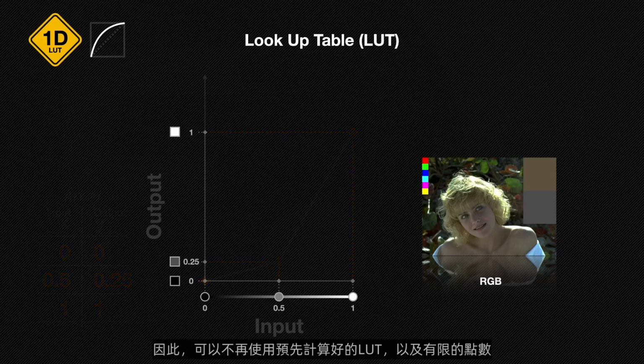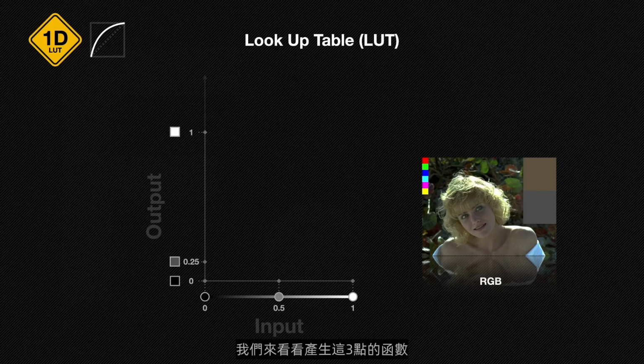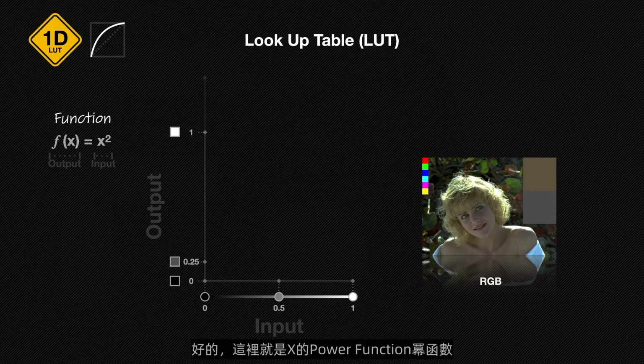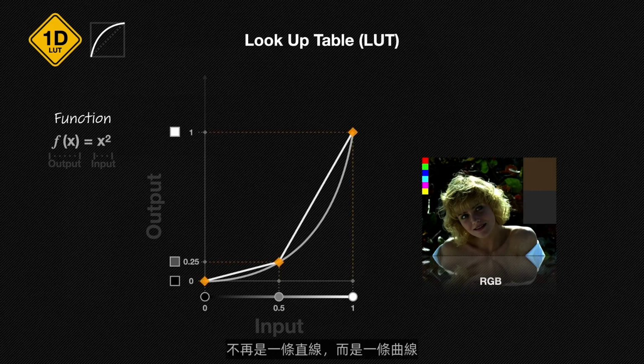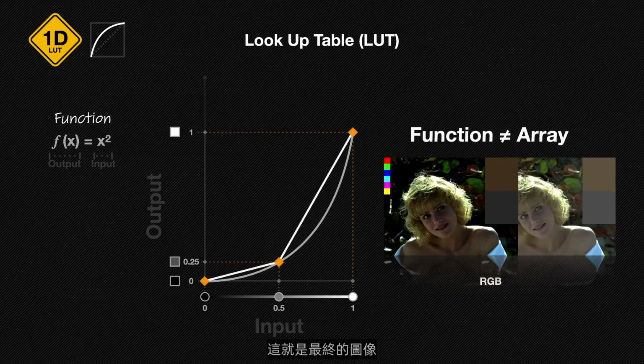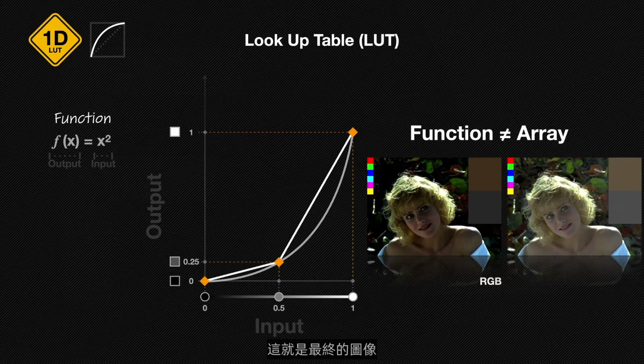So instead of using a pre-calculated LUT with a limited number of points, let's have a look at the function that generated those 3 points. Here you are. This is a power function of x. So the result is not linear. It's logarithmic. Not a straight line anymore, but a curve. This is the resulting image.